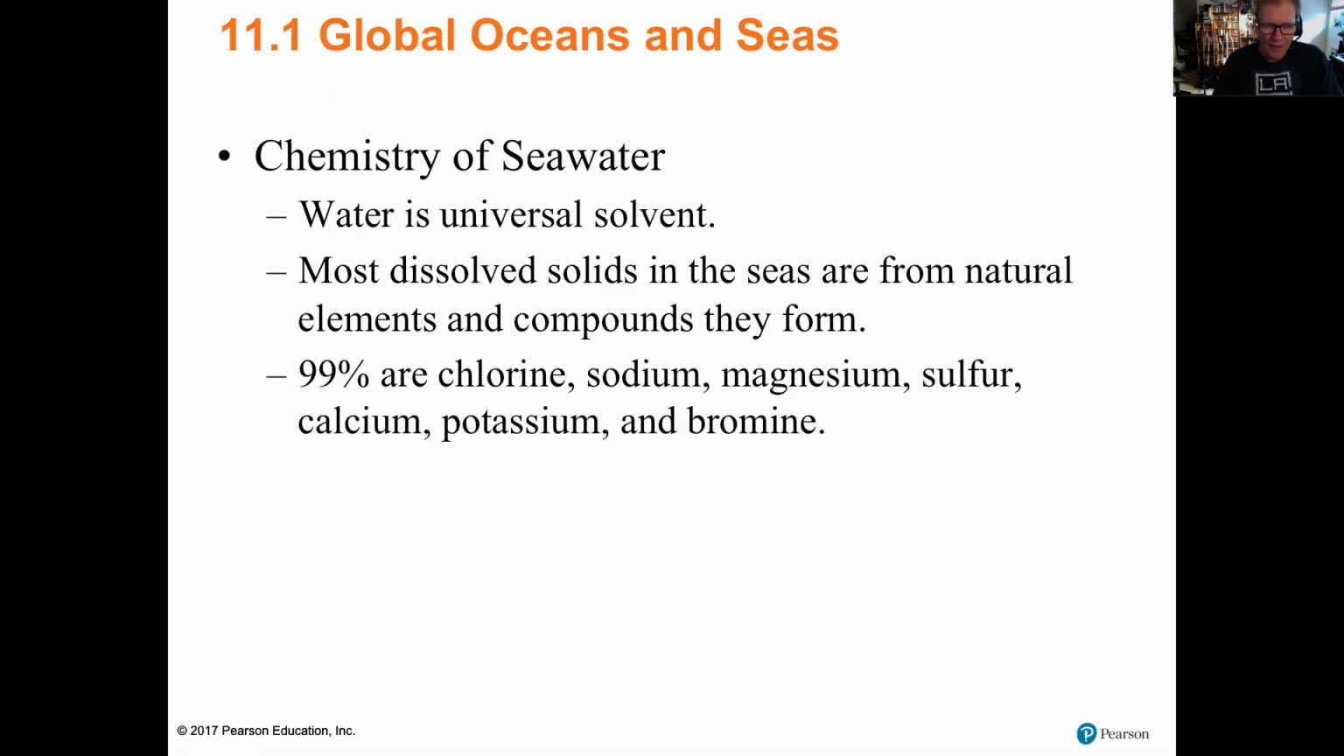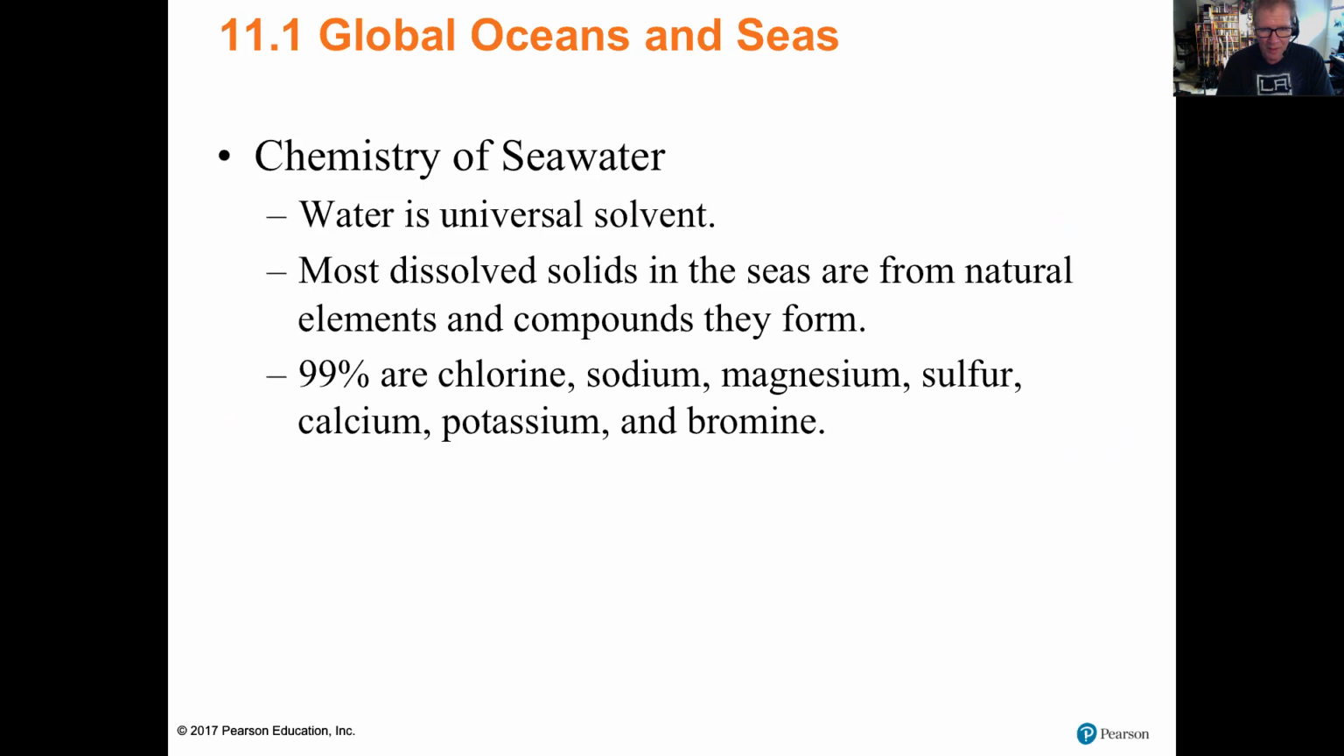Now, one of the important things about seawater is the chemistry of it. We know that water is a universal solvent, okay? And I want to make sure I got a video for that. Yeah, and so the elements that are in the ocean are generally dissolved solids, and they come from natural elements and compounds. And 99% of those is chlorine, sodium, magnesium, sulfur, calcium, potassium, and bromine.